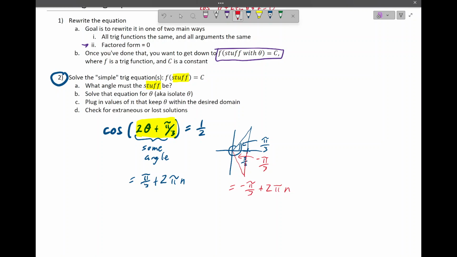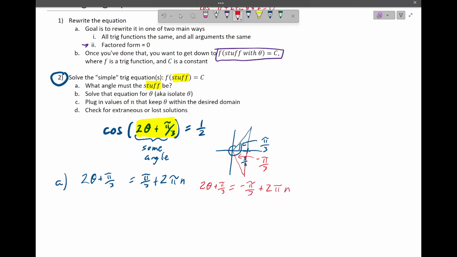Okay, so that's what this angle has to be. And when I say this angle, I'm pointing at this yellow highlighted entire argument of the cosine function in this problem. So that would mean, in this case, 2 theta plus pi over 3 is equal to that, or 2 theta plus pi over 3 is equal to this, the red thing. Okay, so that's all part A. So let's label that here, part A.